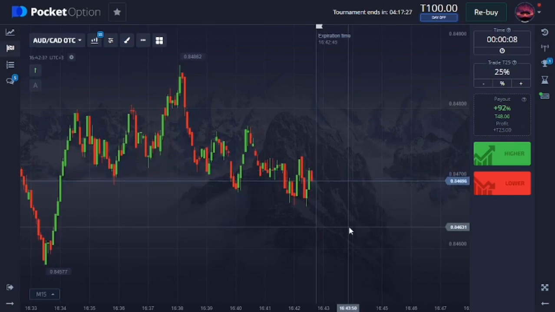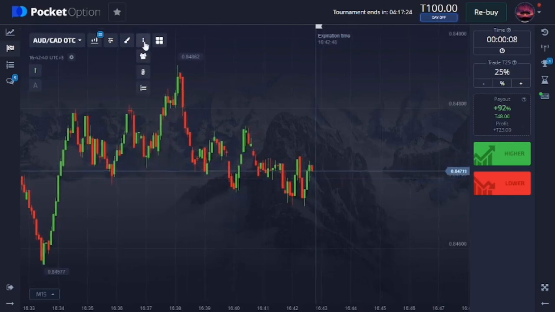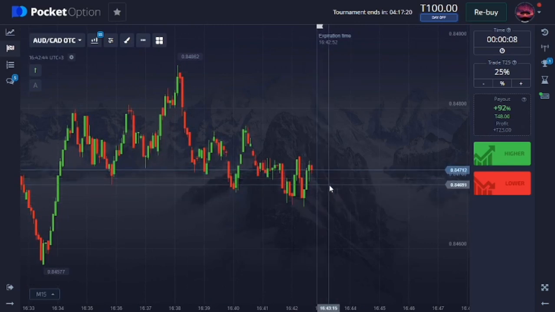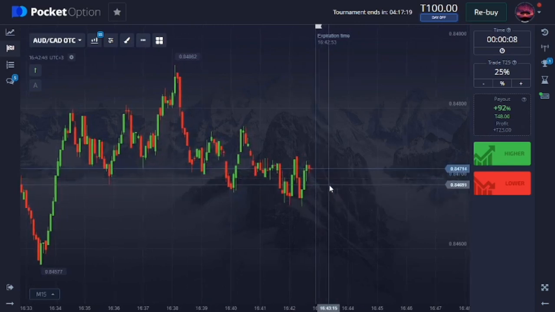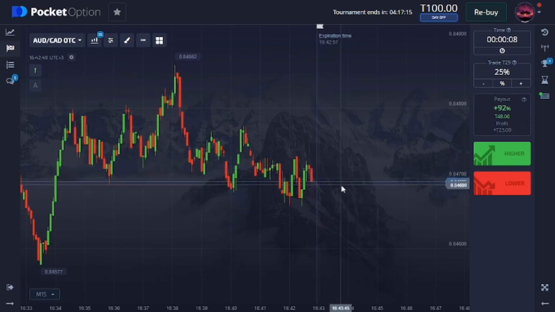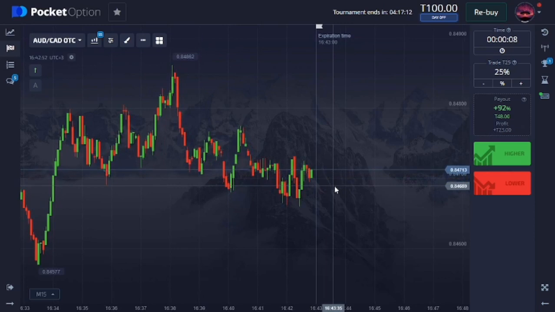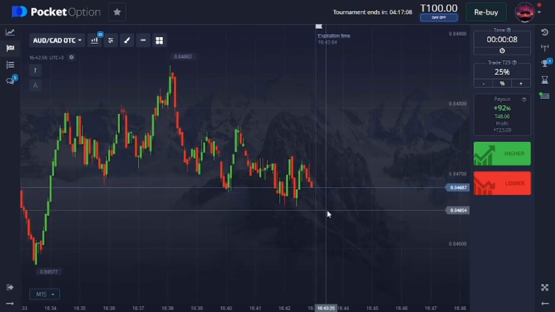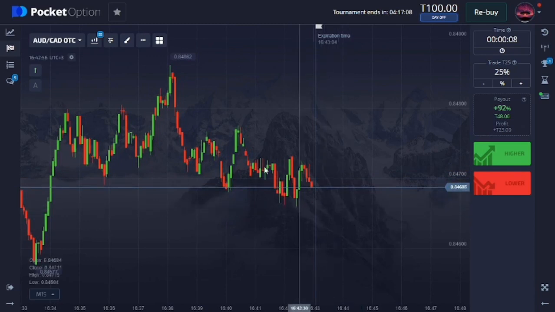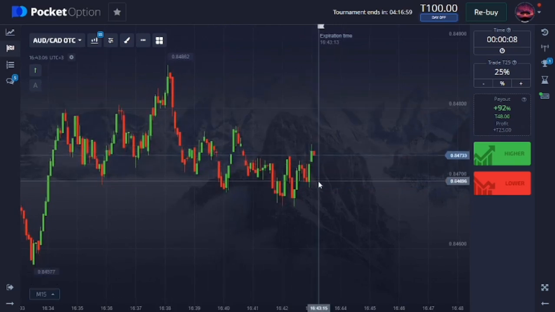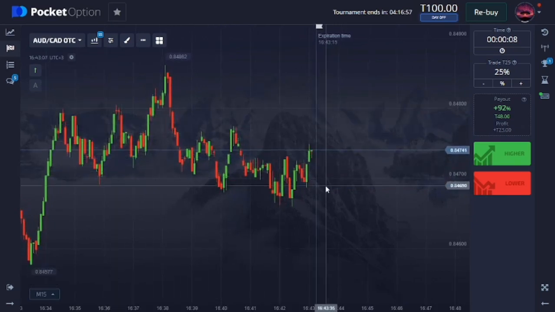So the technique is we will see where the price is going. We will try to predict where the price will go. Okay, the first thing is having the idea where the price is likely to go. It might be the price action, the trend.